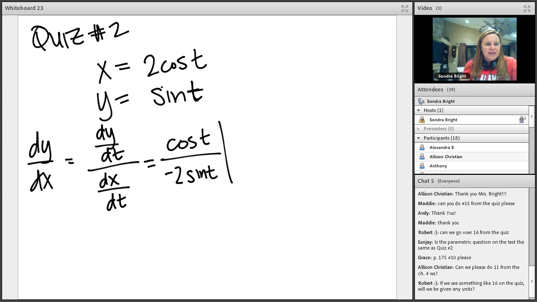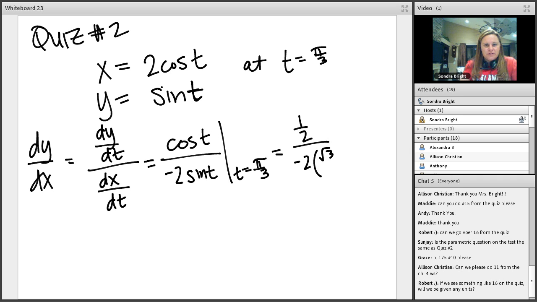And you're evaluating it at t equals pi over 3. And so that is cosine of pi over 3, that's 60 degrees. So that's a 1/2. And a negative 2 times root 3 over 2, which makes it negative 1 over 2 root 3, which is a negative root 3 over 6. That's your slope.